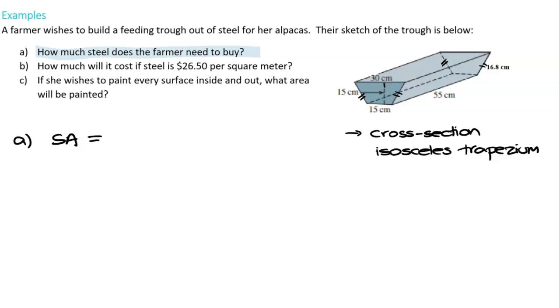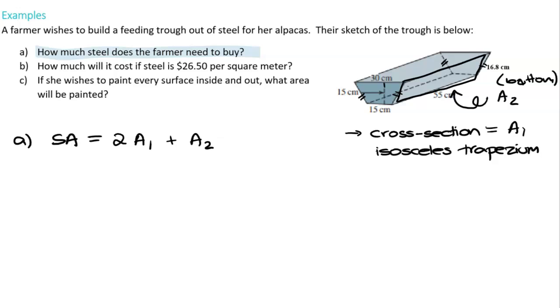So the surface area, if we call our cross section equal to A1, that's our trapezium, we're going to have two lots of A1 because we have two of our cross-sectional area here. Let's call underneath the bottom A2. So we're going to have one lot of A2, that's the bottom of our trough. Then these sides here, we've got this side and the sneaky side in the background that's trying to hide from us. These are both rectangles.